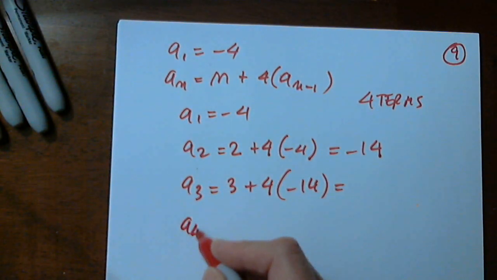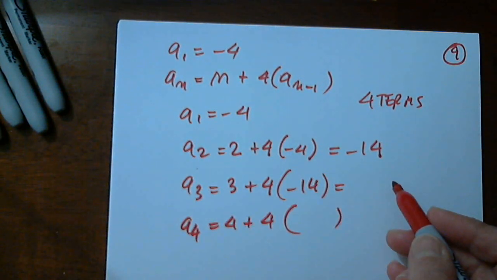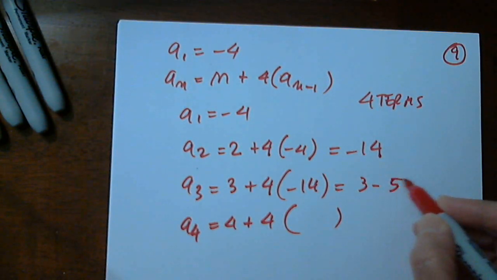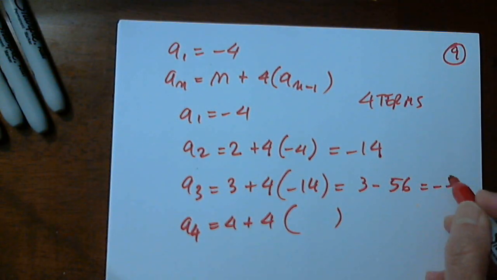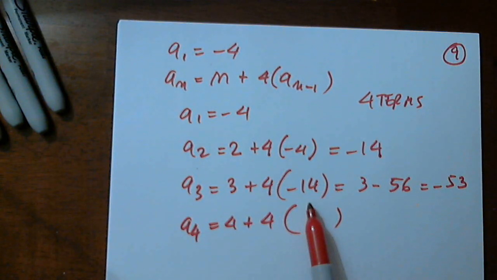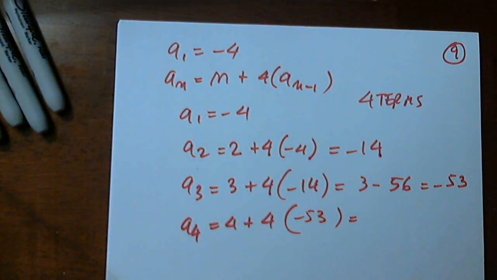And then the last one, a sub 4 equals 4 plus 4 times the previous one. So what do we get here? So 3 minus 56, is it? -53, am I correct? Yes, I think I'm correct. So -53. So this is 4 minus 2, I think I'm correct, -208.